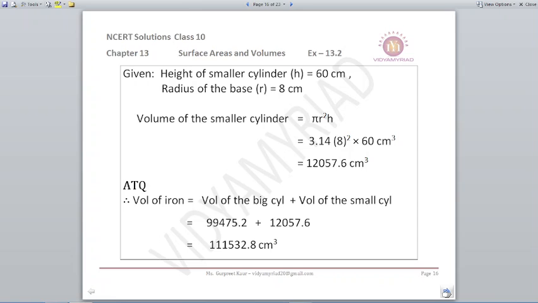So how much will be the volume of the iron? So the volume of the iron will be the volume of the big cylinder as well as the volume of the small cylinder. We will add them together. So that is 99475.2 plus 12057.6, that is equal to 111532.8 centimeters cube.